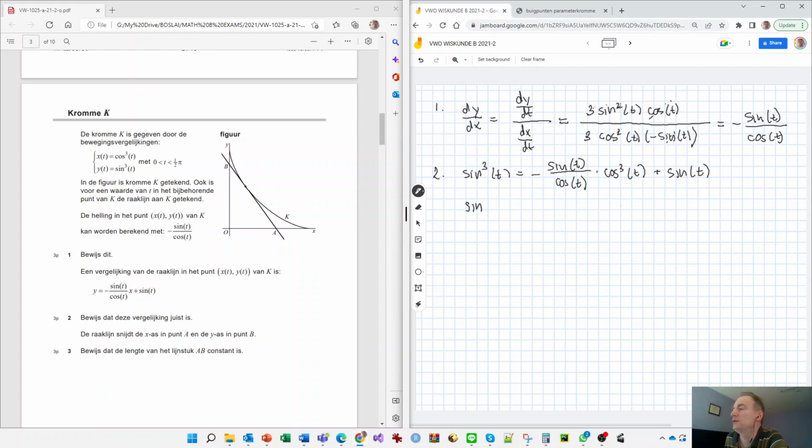So the cosines will drop here. Cosine squared t, and you kind of can see what will happen. This is sine times the sine squared, and here as well. So that is nicely easy to combine. Let's move them all to the left side, actually, and factorize the sine. Let's do that in one step.